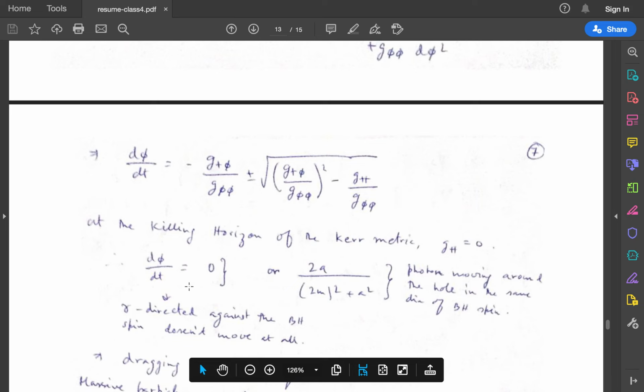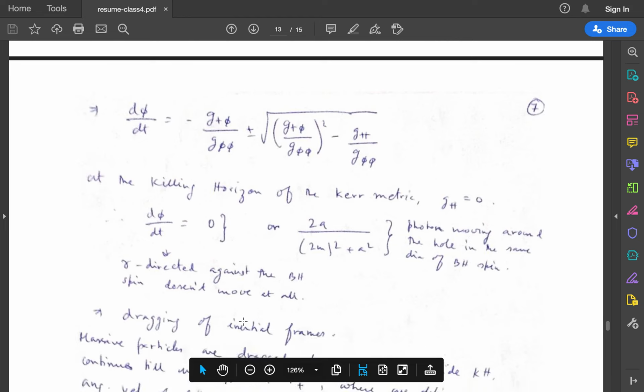Or d phi by dt can be 0. So if a photon is directed against the black hole spin, it doesn't move at all. Even if it is directed against the black hole's spin, it cannot move.